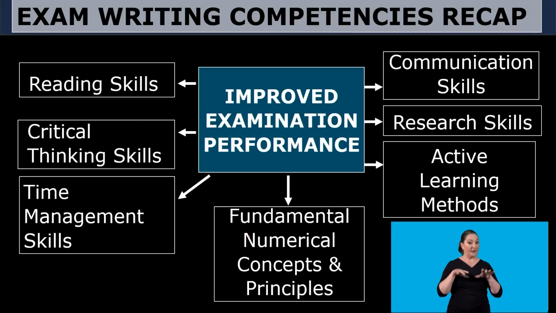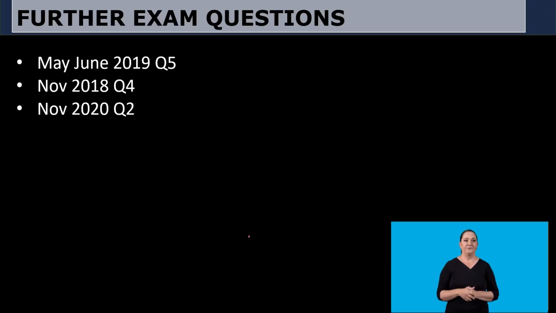Here is the exam writing competencies recap. You need to ensure that you work on these so that you can become good in the upcoming examinations. For further practice, I want to encourage you to go and check these papers out, because you'll be able to do interesting calculations. Remember, in some of these papers, you don't have the entire cash flow statement, but you are given parts of the cash flow statement. Ensure that you expose yourself to all these type of questions, an entire cash flow statement, and even one where you are tested on certain parts of the cash flow statement. So make sure you go to the May, June 2019 question 5, November 2018 question 4, and even the November 2020 question 2.